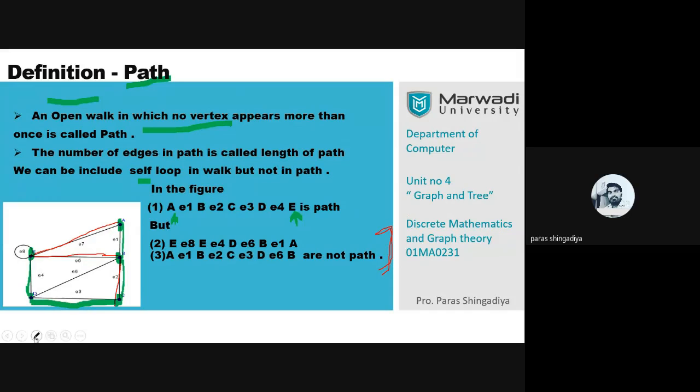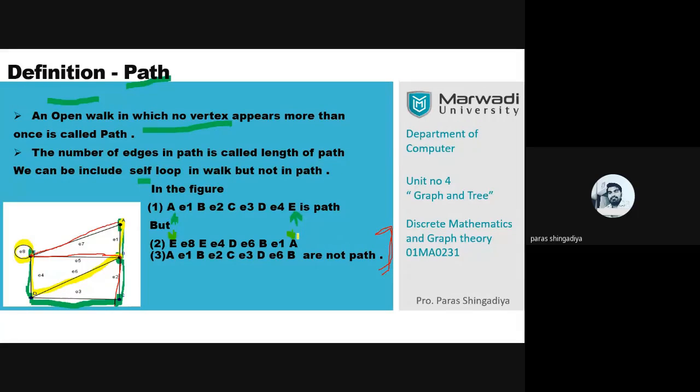It means I use the loop. E, then move on the loop and reach back to E. Then E4 D, clear? Now move on E4 and reach D. Then E6 B, that is E6 and reach the place B. Then E1 A and reach the vertex A. So clearly it is an open walk. Clear? You start your journey at place E and end your journey at place A. So clearly it is an open walk there.